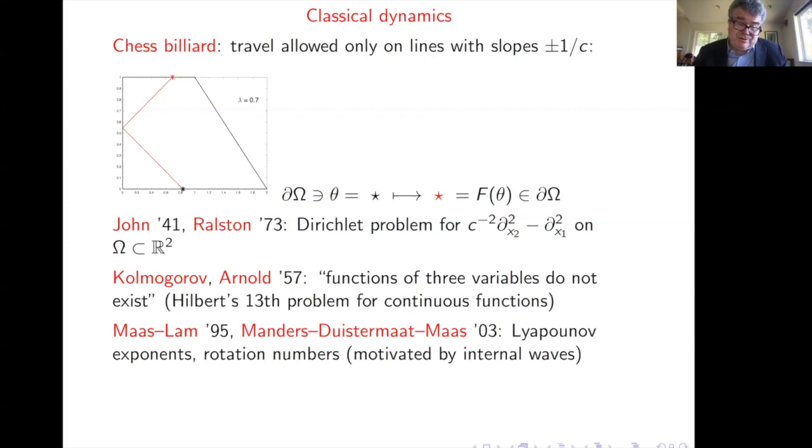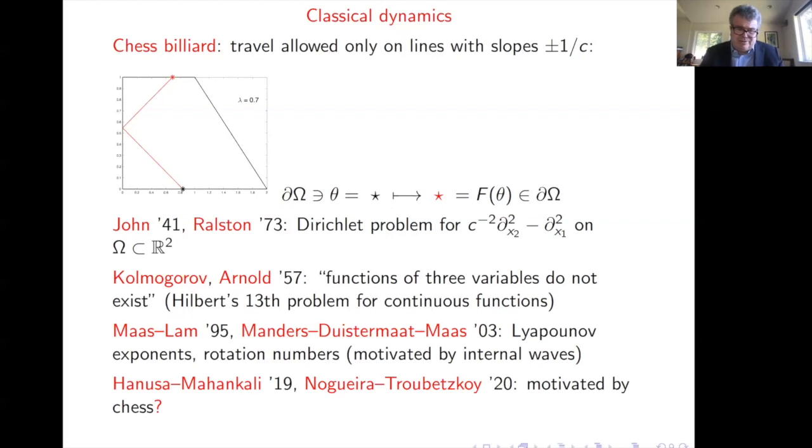And of course, then it was considered by Maas and Lam. And there is also actually a paper with Deustermatt on this, and they consider Lyapunov exponents and rotation numbers, and their motivation came from internal waves. And there were other works, recent work actually, motivated by chess. That's where the name chess billiard comes from. And actually just this year, there is an interesting paper by Lenci and his collaborators that discusses the existence of attractors and other things for this model, for trapezia and for other domains.